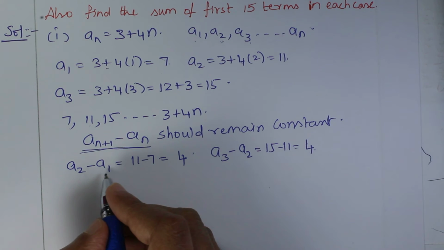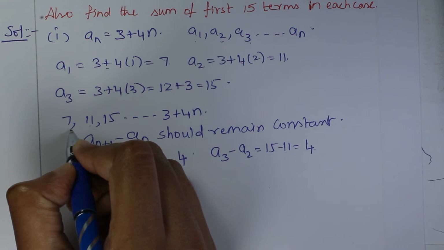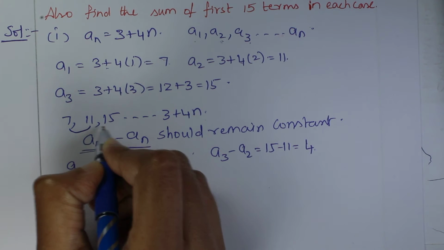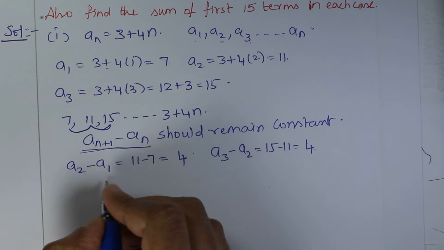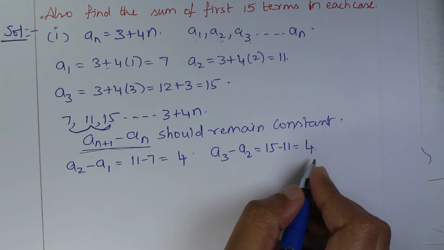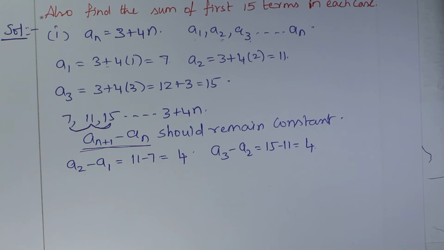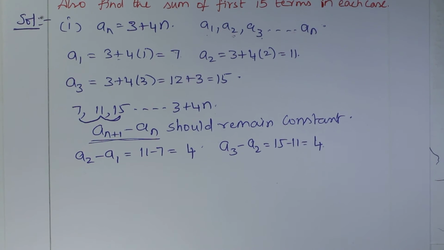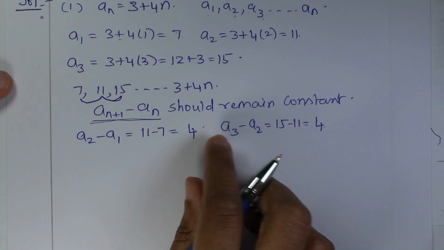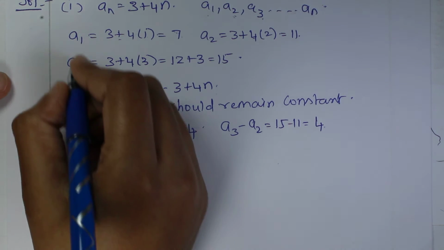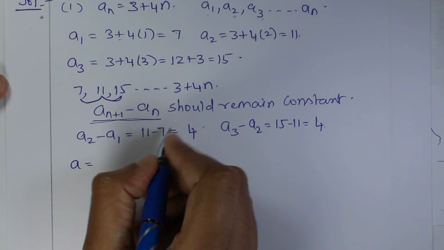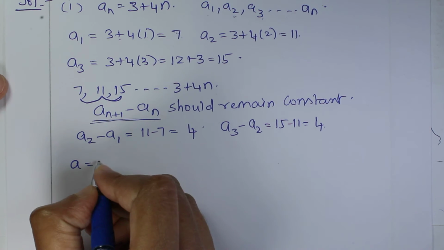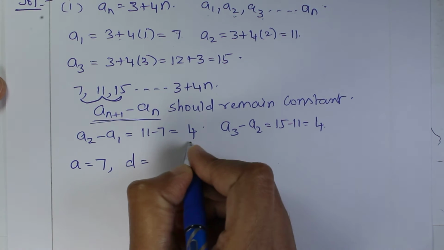So here we see that the difference between two consecutive terms, 11 and 7, and 15 and 11, is constant. That's why we call this series an arithmetic progression, and the common difference is 4. So for this series, the first term a1 is equal to 7 and the common difference d is equal to 4.